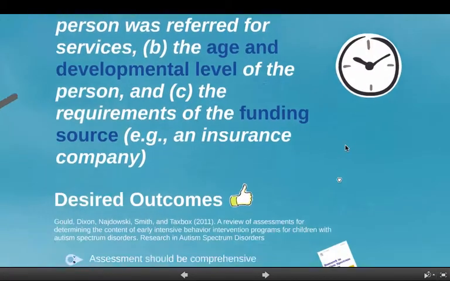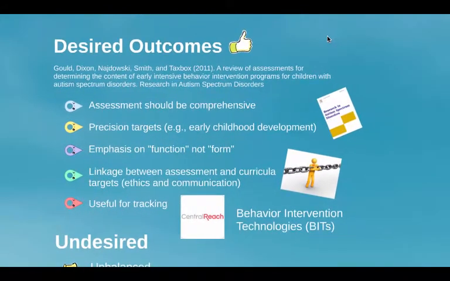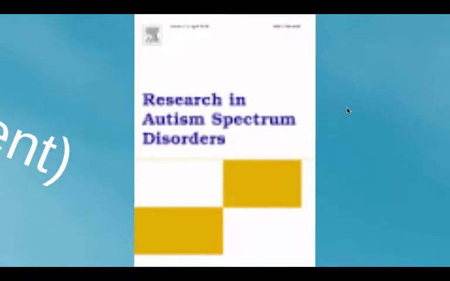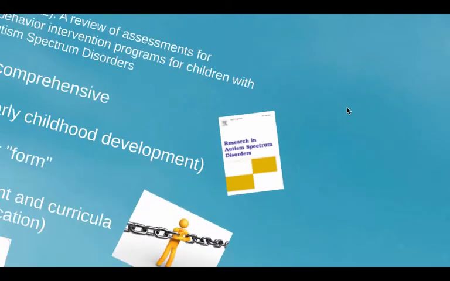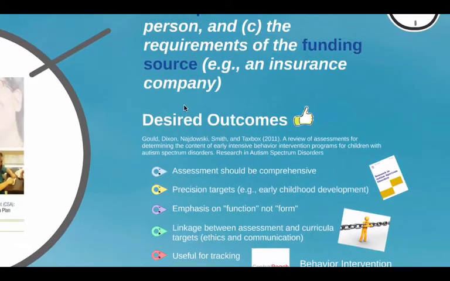Regarding the desired outcomes of an assessment, I do want to make reference to a great article by Gould and colleagues, published in 2011 in the Journal of Research in Autism Spectrum Disorders. One of the things I've mentioned before in one of the previous modules is that one of your responsibilities as a registered behavior technician will be to advance your own knowledge and your own reading, for example. So from time to time, I'm going to point out these journals and these publications because that contributes to your effort to really develop your own skills as a registered behavior technician.